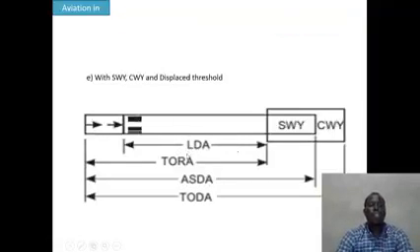And the final case is when the runway is provided with a stopway, a clearway, and a displaced threshold. So here the distances will be impacted: the LDA, the ASDA, and the TODA. The LDA will be the TORA minus the displaced length, the ASDA will be the TORA plus the stopway, and the TODA will be the TORA plus the clearway.